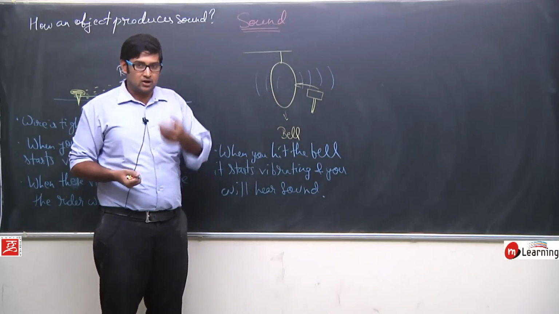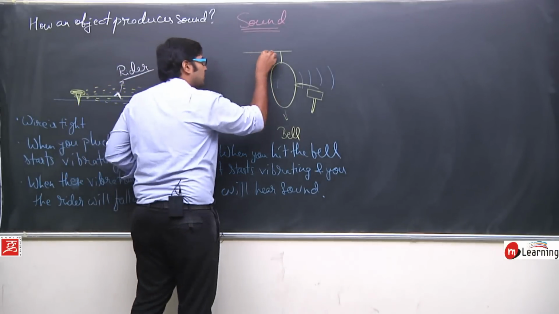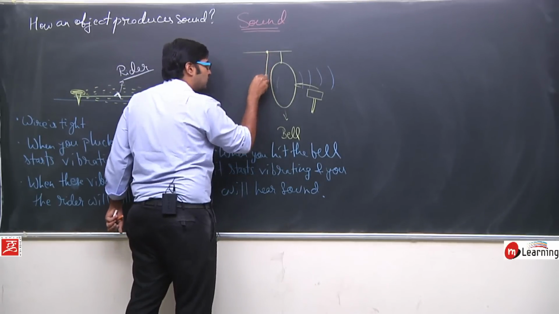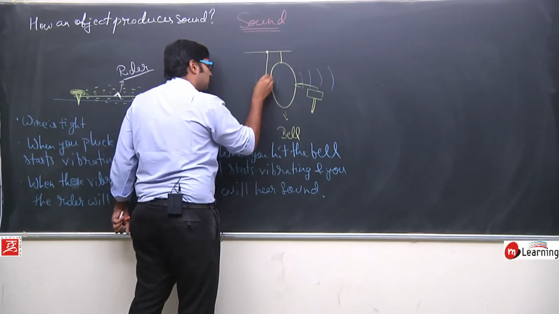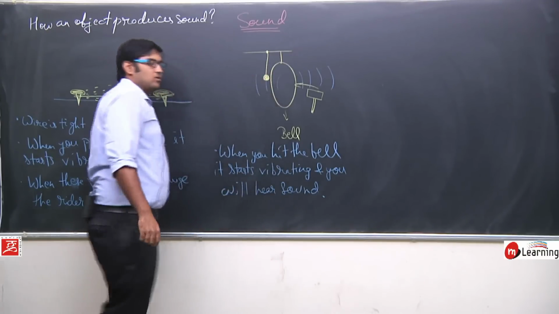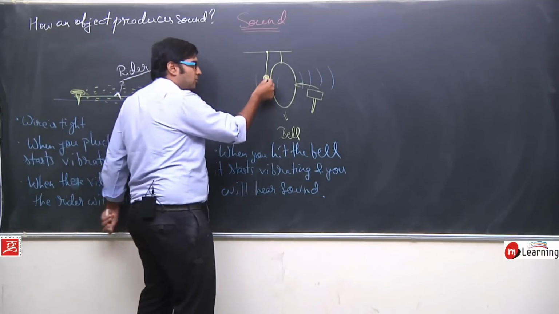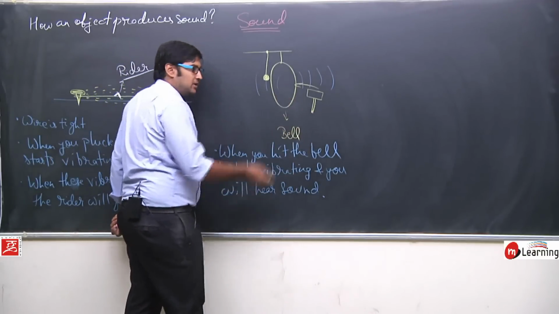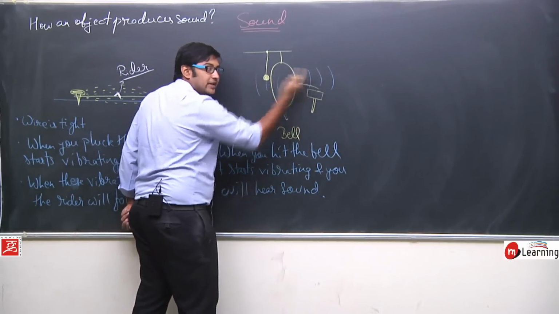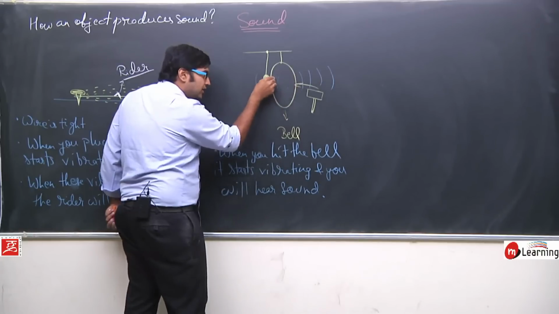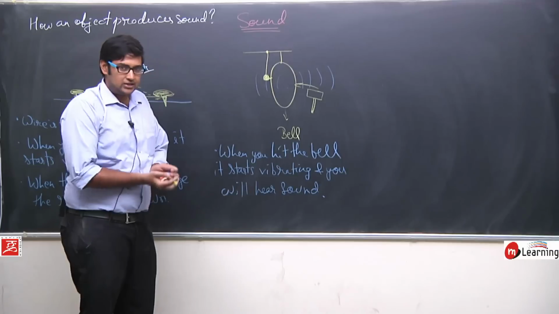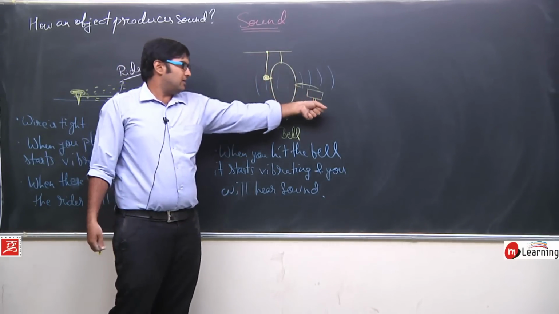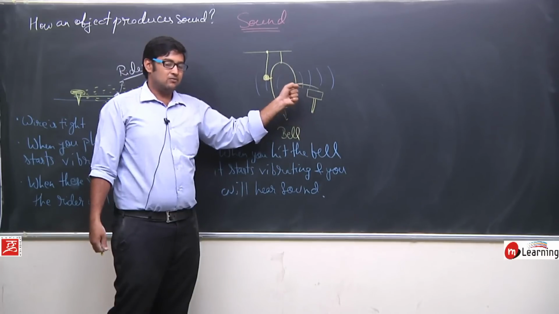So it means somehow sound is related to this vibration also. Now imagine if I tie a rope like this and put a small, not very heavy ball, let's say some rubber ball, near this bell, and if I hit it again, what will happen? When this bell moves to and fro, it is going to hit this ball as well. Just imagine this is a bell, this is a ball, just close to this bell.